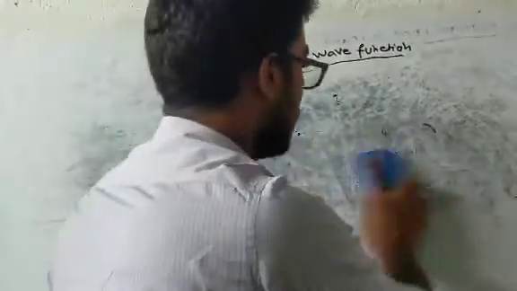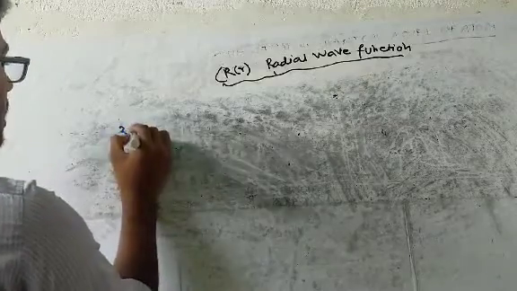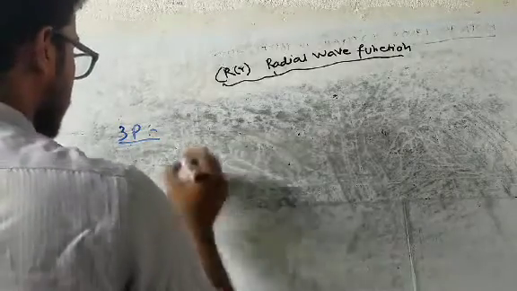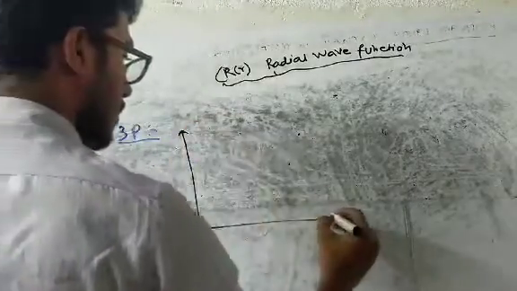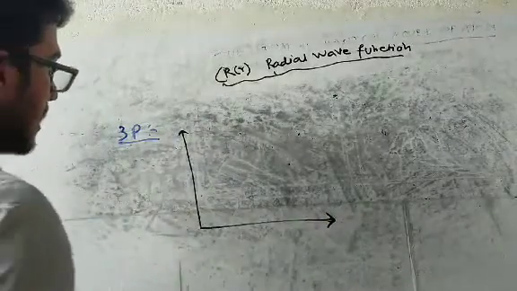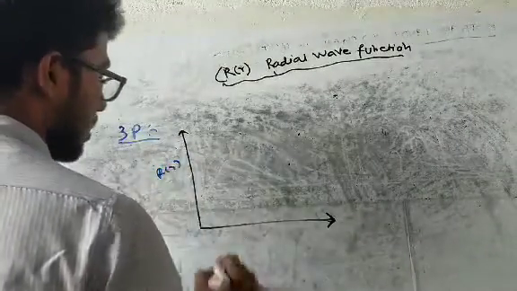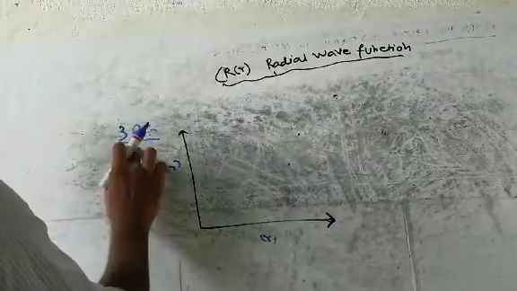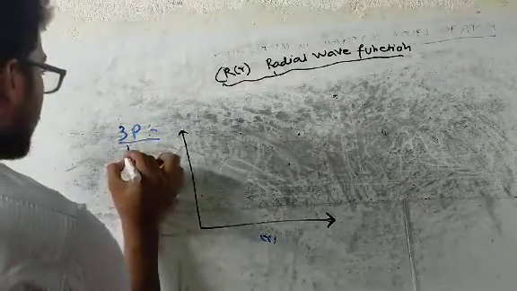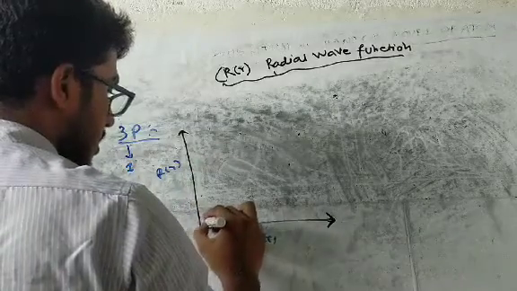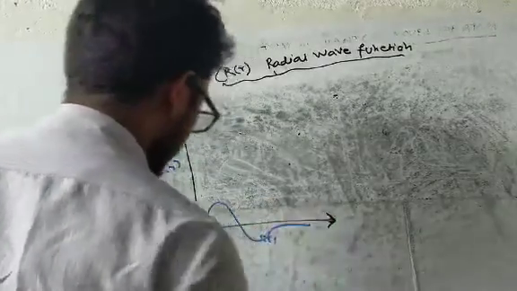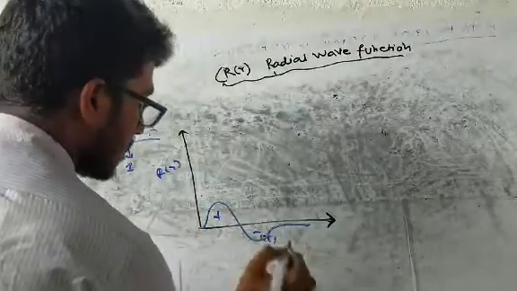Now if I draw the curve for the 3p orbital, what should it look like? How does my graph look? For the 3p orbital, R of r versus r. For 3p only one radial node is present, so the graph will touch the axis only one time and then continue. Okay, so this should look like that. This is positive and this is negative.